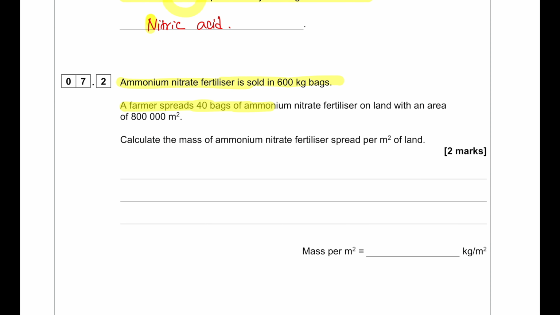A farmer spread 40 kilograms of ammonium nitrate fertilizer on land with an area of 800,000 meters squared. Calculate the mass of ammonium nitrate fertilizer spread per meter squared of land. We have to find it in kilograms per meter squared. So we will divide the 600 kilograms.